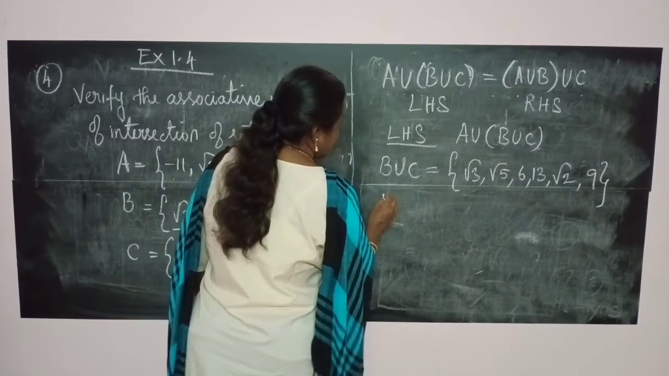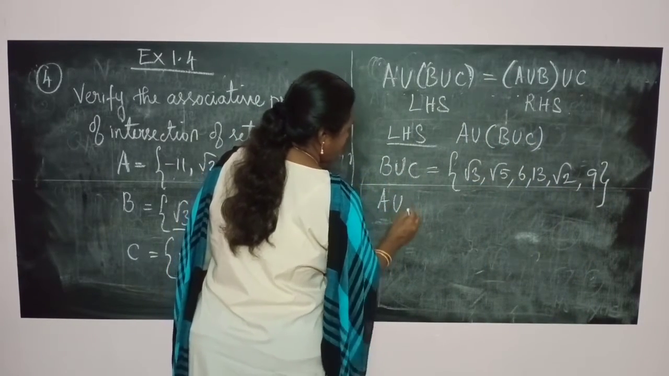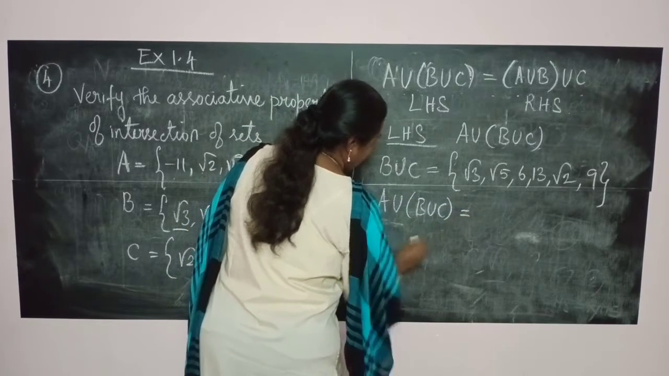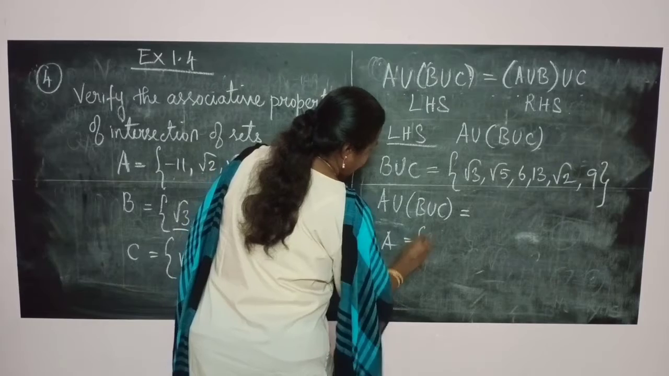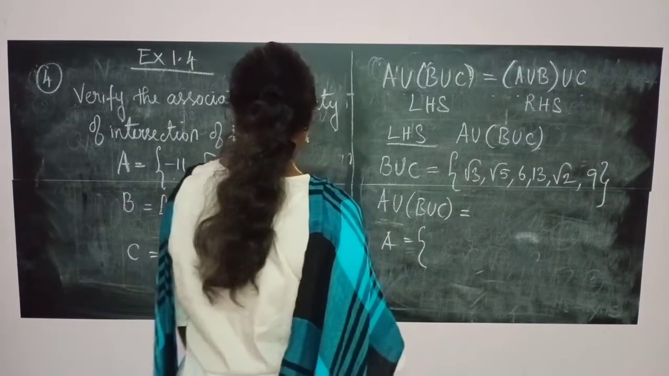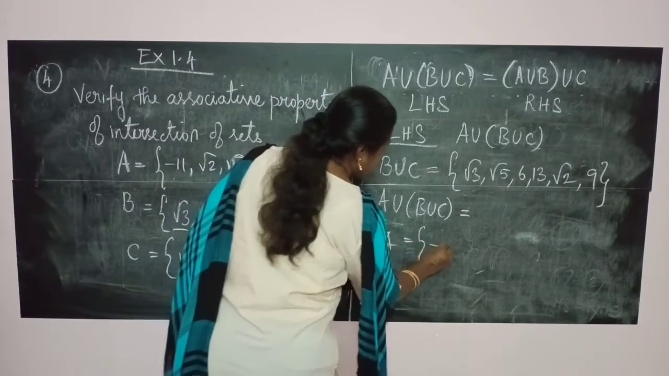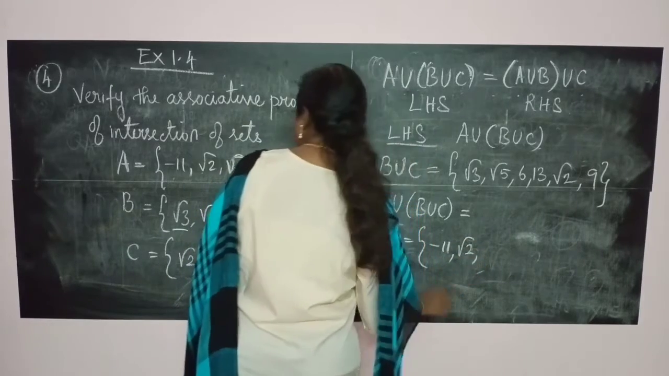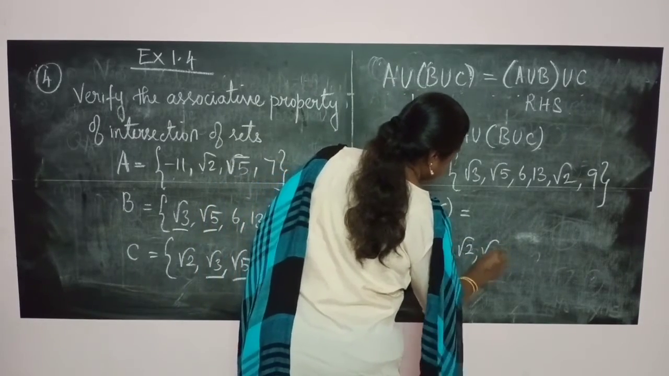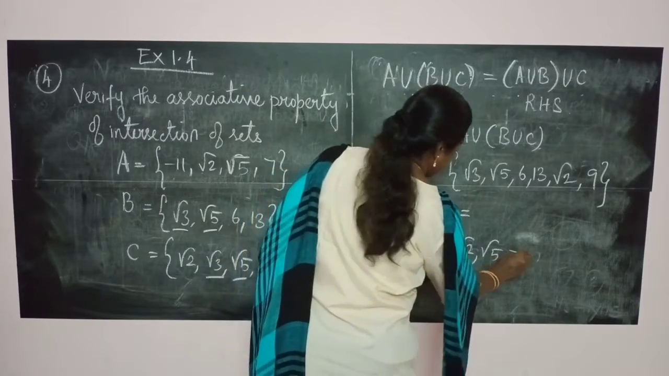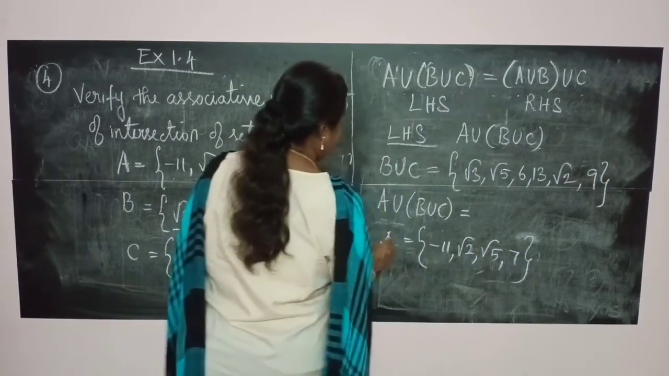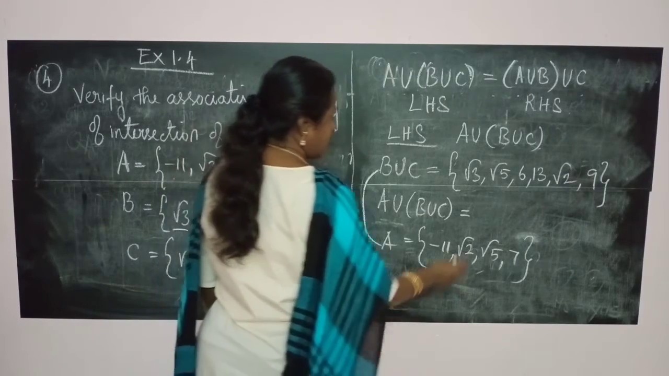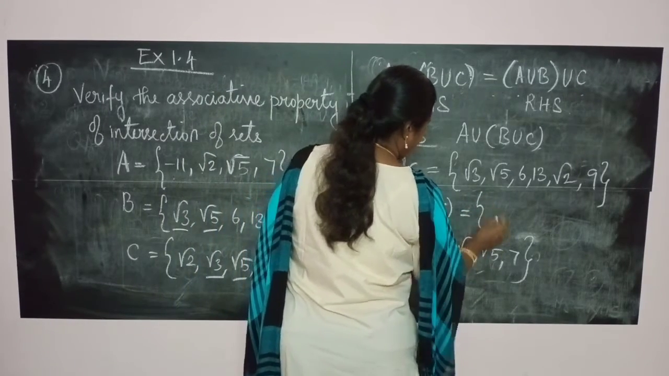Okay. Next A union B union C. What are the elements in A? I will write it here for your visibility. Minus 11, root 2, root 5 and 7. So you are going to combine these two, A union B union C.